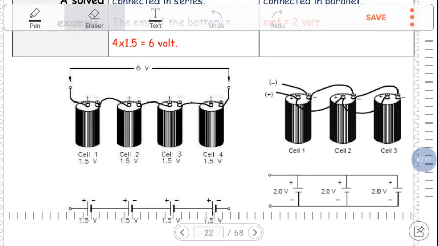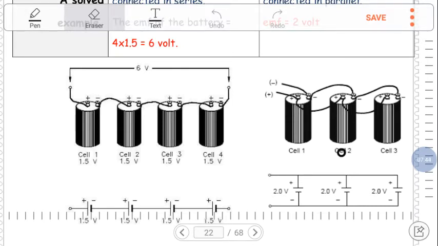So the negative of the first cell connects to the positive of the second cell, and the negative connects to the positive, and negative connects to the positive, and so on, with one rod or one wire. Okay, the four batteries are connected in the same wire.